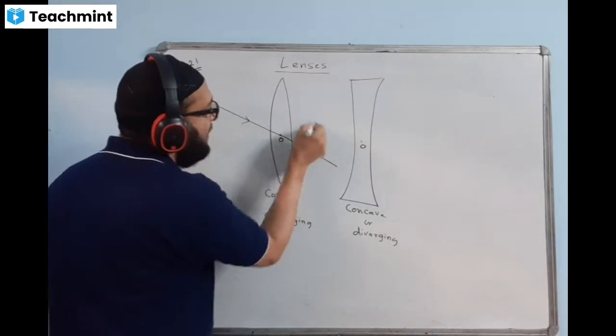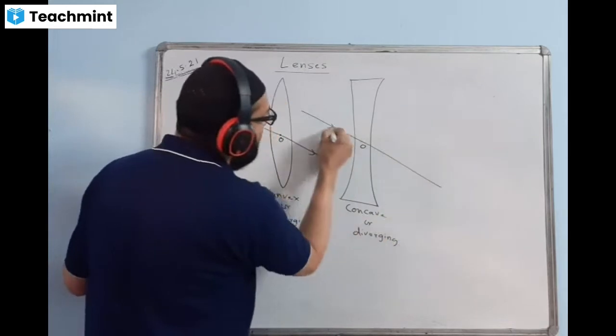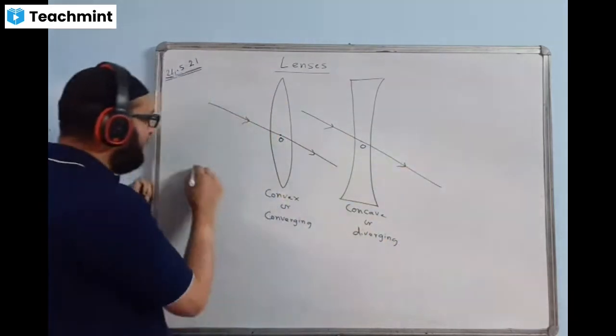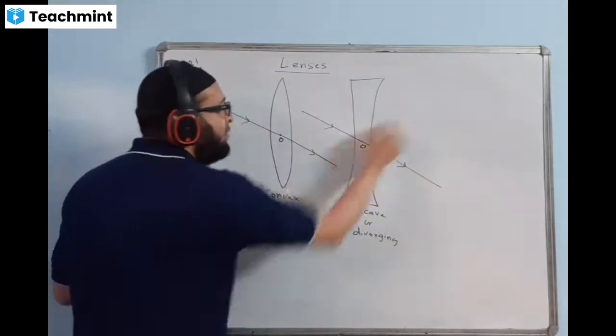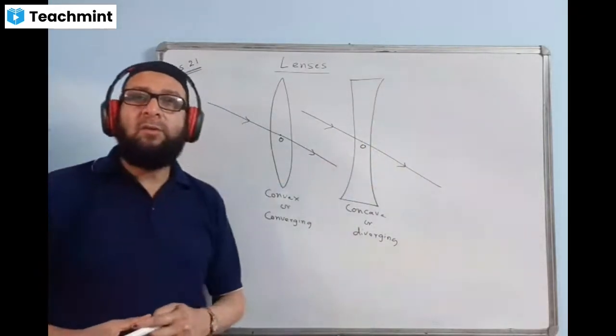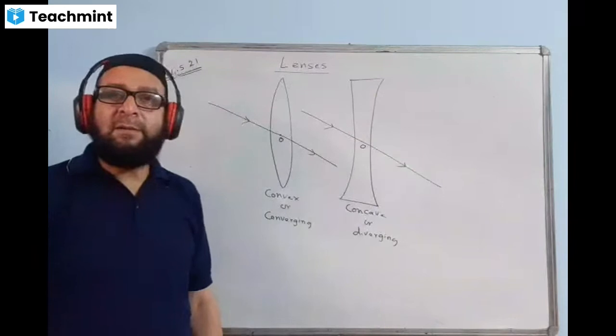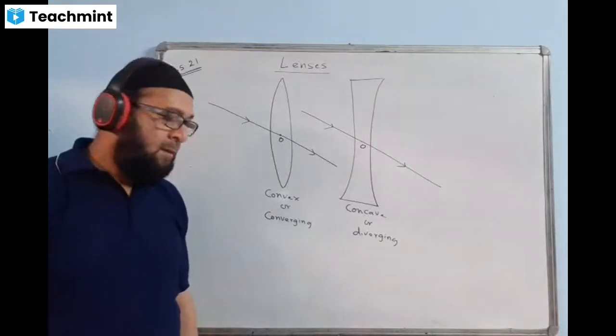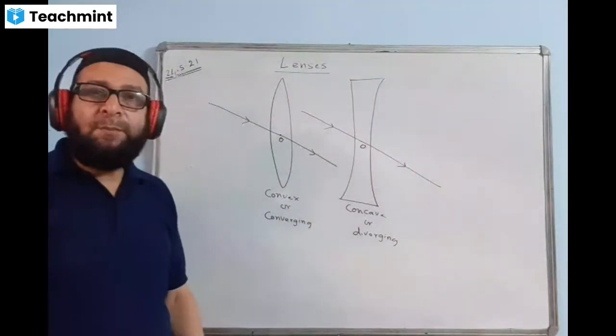This ray will go straight. Here also the ray will go straight without bending. Any kind of ray, this ray also will go straight. This ray also will go straight. All the rays passing through O go undeviated. This is the property of the optical center.